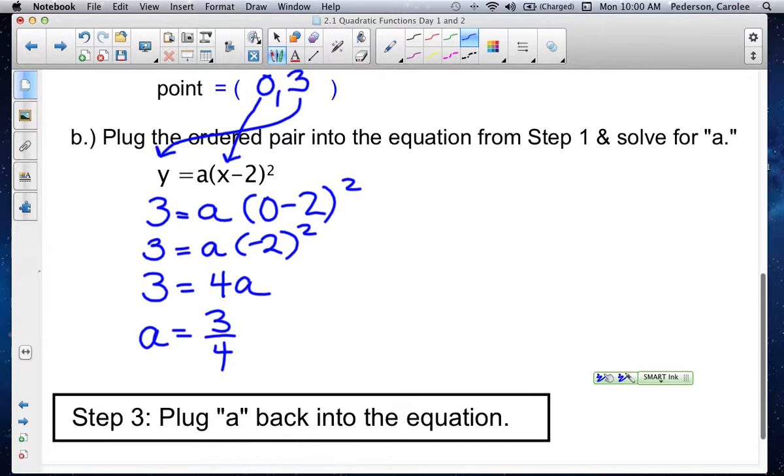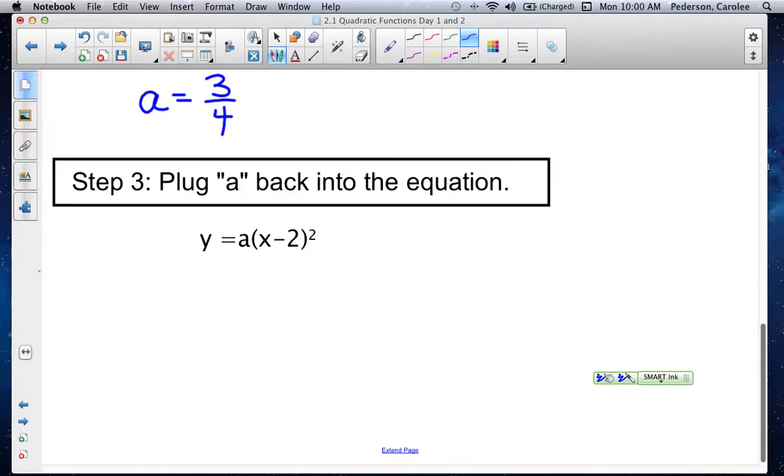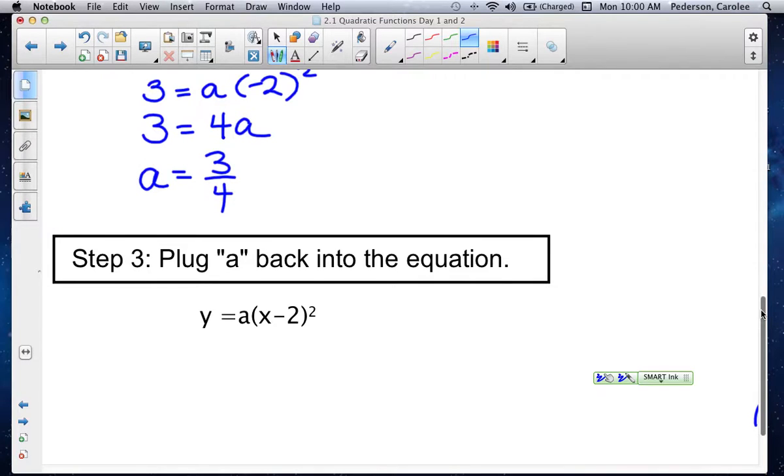The last step is to rewrite the equation with a in it. So y equals 3/4, and then (x minus 2) all squared. If I wanted to convert it to standard form, I would have to take the time and FOIL that out to get your y equals ax squared plus bx plus c.